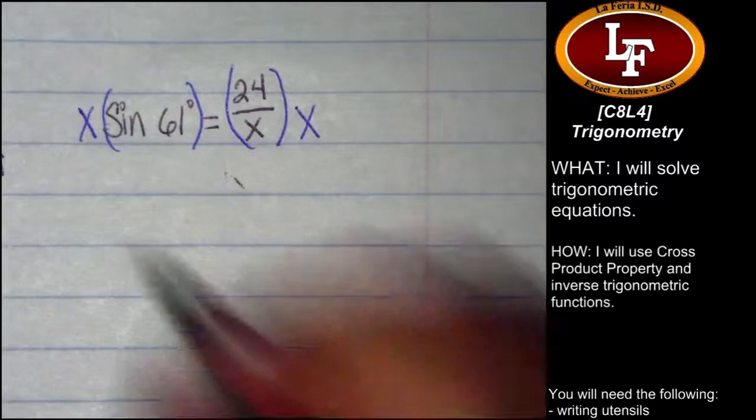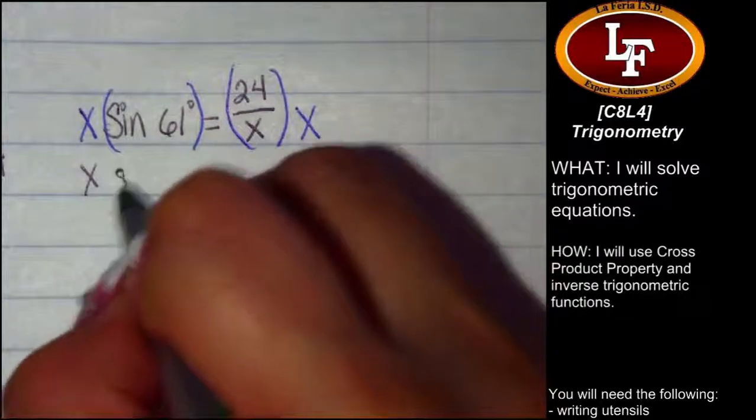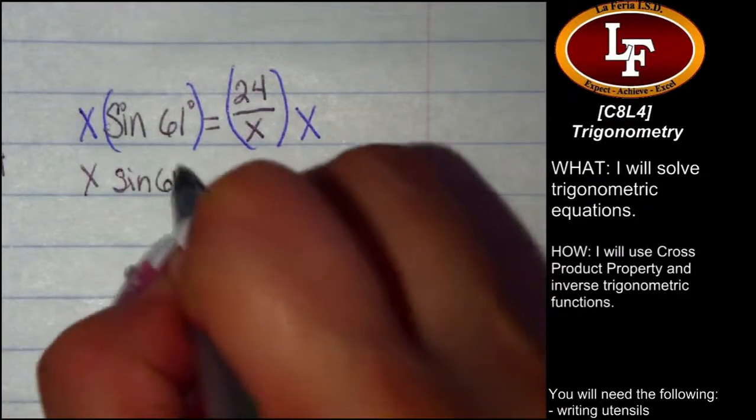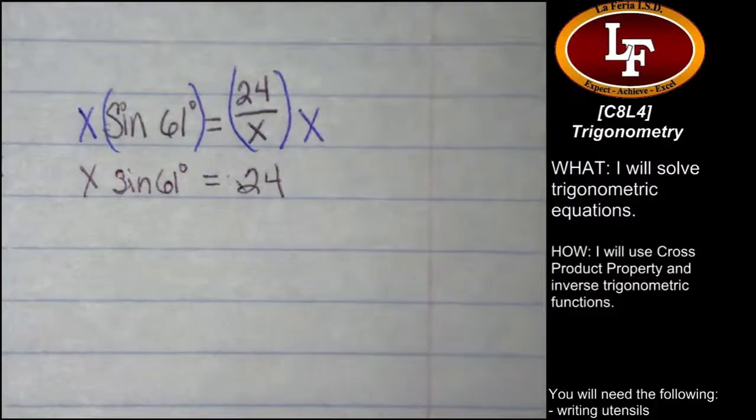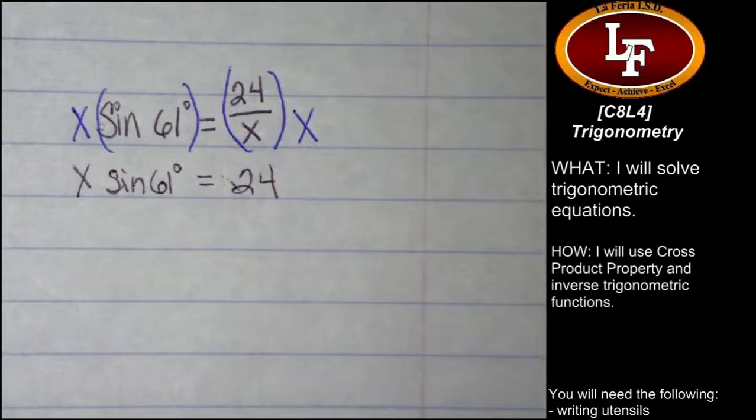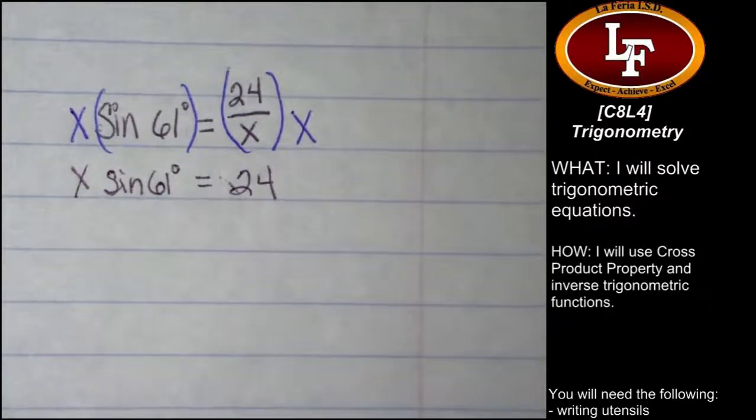Watch what this becomes. X times the sine of 61 degrees equals 24. X is not alone. That's our goal. He smells bad. We need him by himself. I'm kidding. We just want him by himself. Solito, poor thing. How do I get rid of that sine of 61 degrees? What's happening between x and sine of 61 degrees? They're multiplying. So you divide.